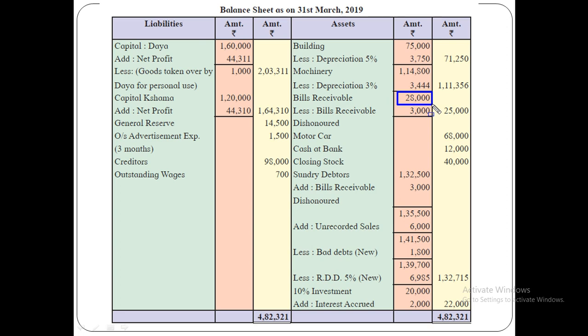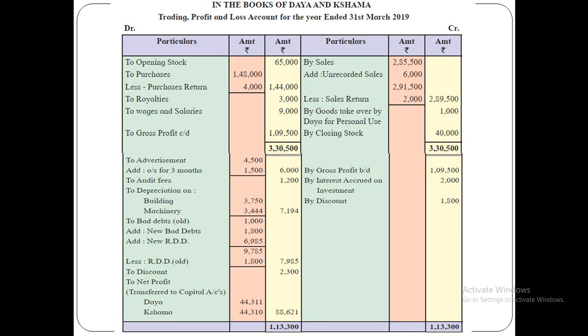Next is wages and salary. Wages and salary is an item of the trading account, so it is shown on the trading account debit side. Next item is sundry debtors.